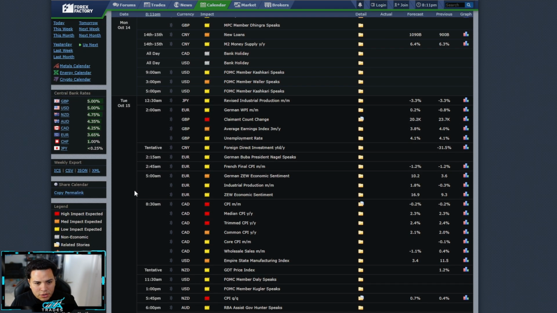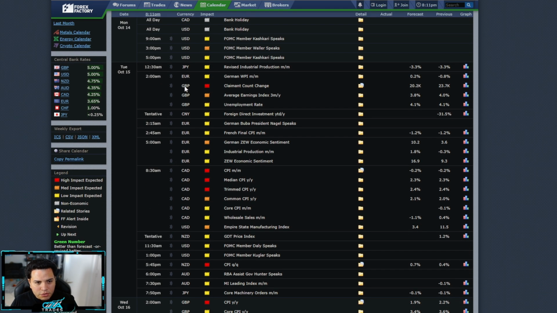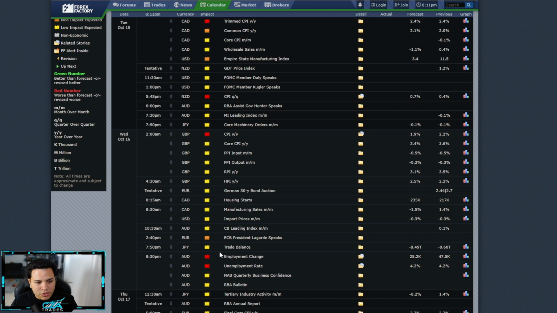Moving on to Tuesday. Tuesday, we have red folder news for GBP during the London session. Then I have CAD red folder news 1 hour right before the New York session open. Then in the afternoon, right after New York session, right during the Aussie session, which no one really trades, we have red folder news for NZD, the Kiwi, New Zealand. Wednesday, we have red folder news for GBP during the London session, and then red folder news for AUD during the Asian session.